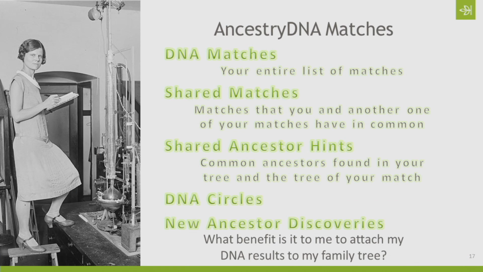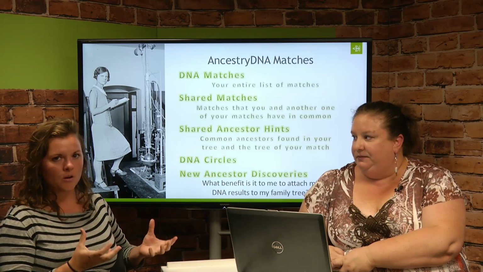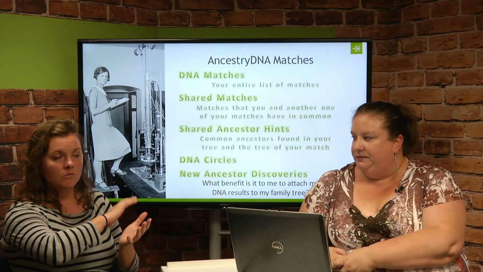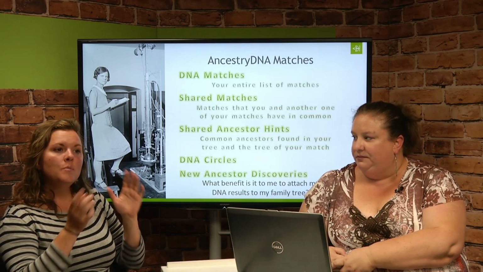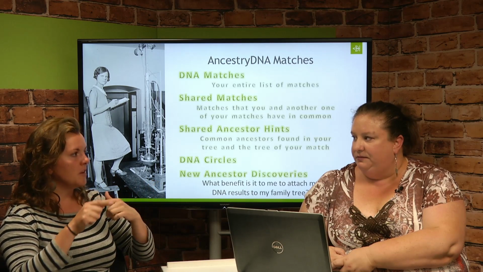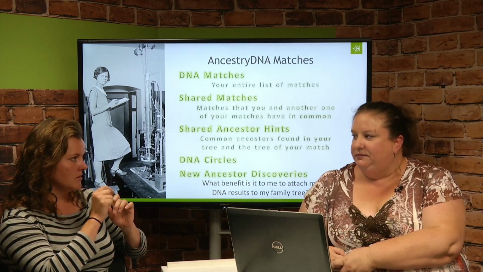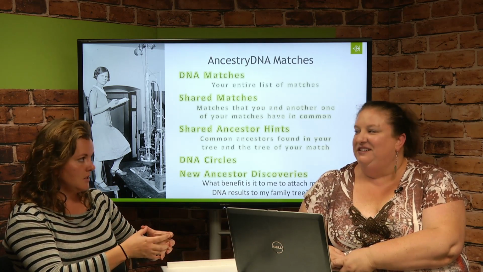And then we've got 2 other things. We have done a whole video on this, but just briefly, can you explain DNA circles and new ancestor discoveries? Yeah, so DNA circles is like this great new networking power behind DNA. So you have DNA that you share with a whole list of people. But out of that list of people, who matches you and matches your other matches? So it's like taking the shared ancestor match tab a step further, because it's all centered around a common ancestor.